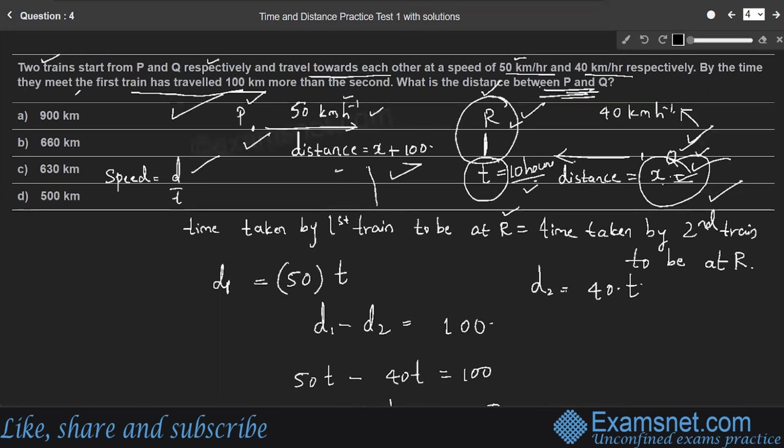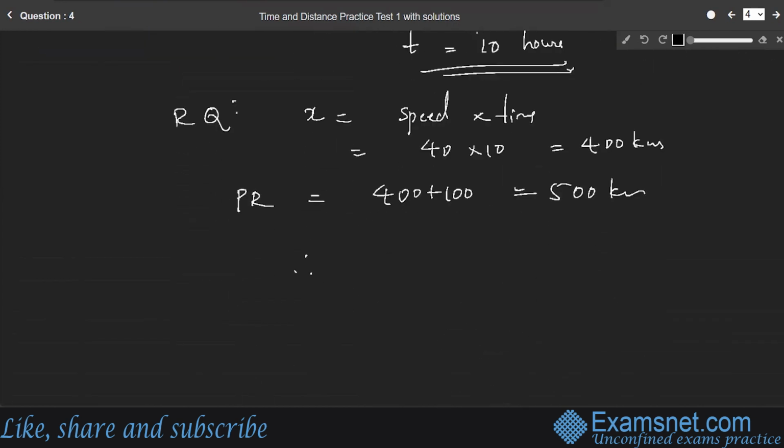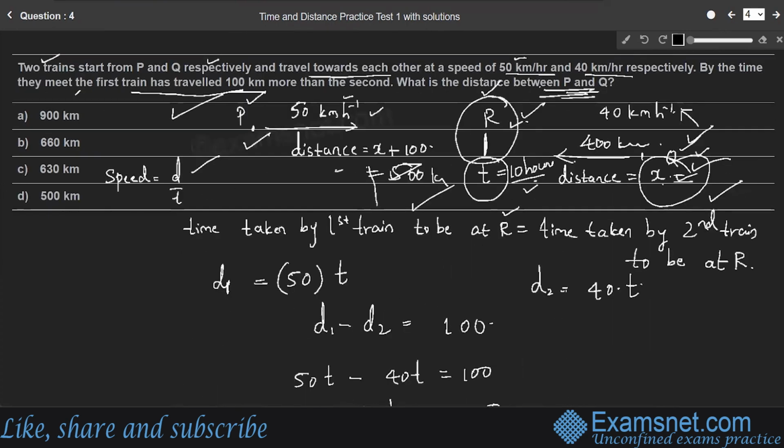The distance between point R and point Q is 400 kilometers. And P to R is x plus 100, which is 500. Therefore, the total distance PQ is 500 plus 400, right? Therefore, the distance between PQ is 400 plus 500, which is 900 kilometers, right? Therefore, look at the options. Option A.